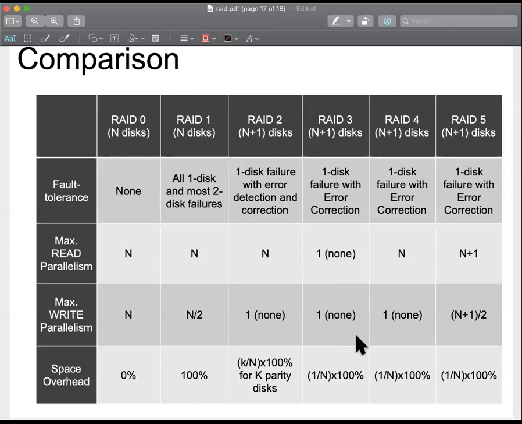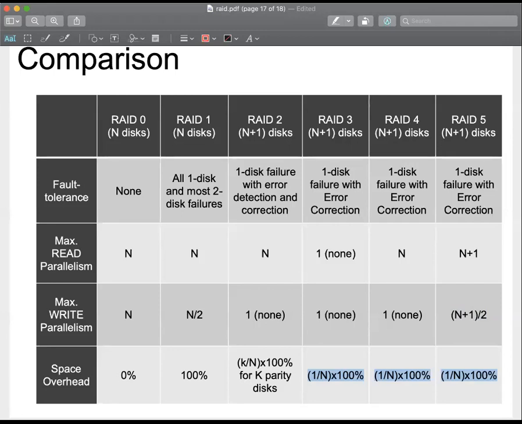In terms of write parallelism, again, RAID 1 allows you to do n by 2 write operations at a time, and RAID 5, again, n plus 1 or n by 2, depending on how you compute n. So, space overhead wise, that's where the rest of the RAID levels are better than RAID 1. You have 100% overhead for RAID 1, whereas 1 by n times 100% for the other RAID levels.